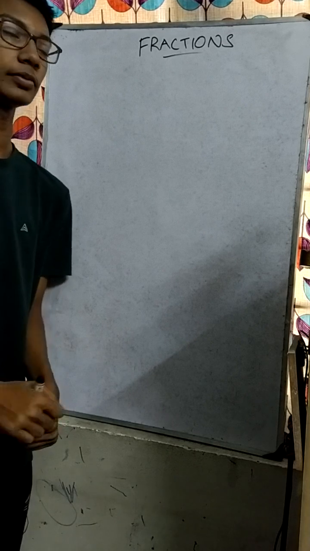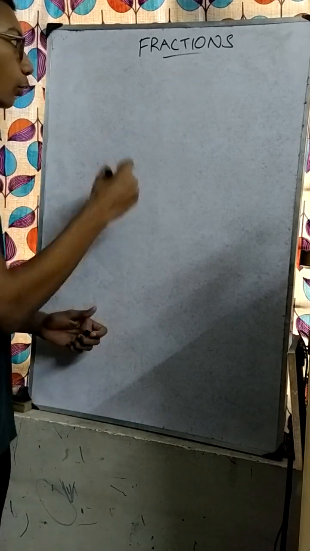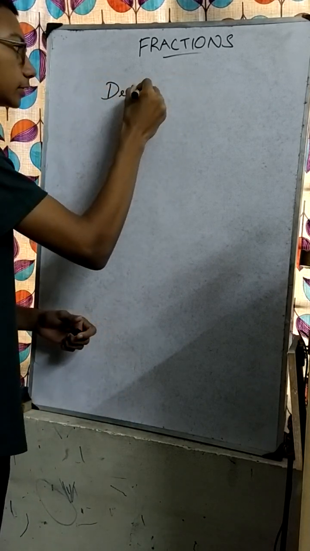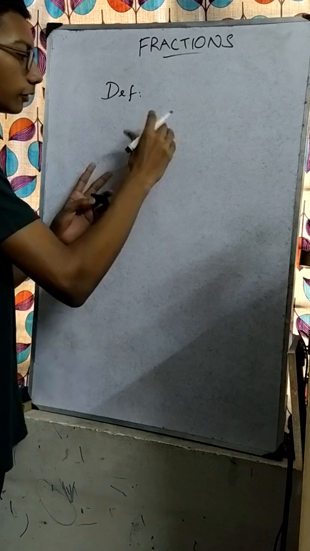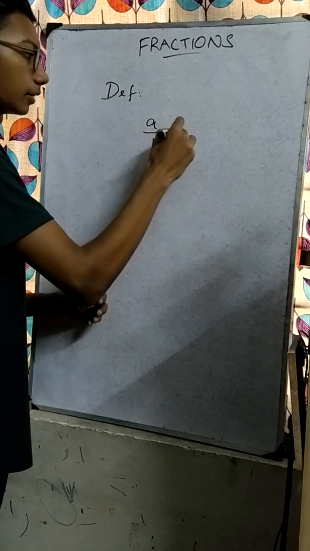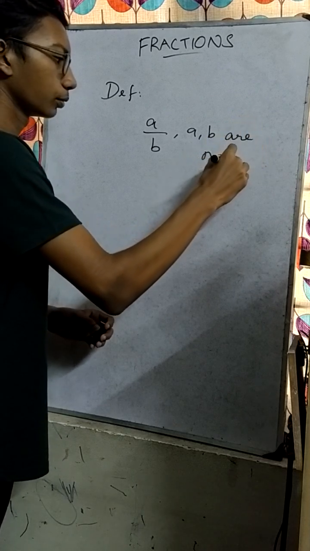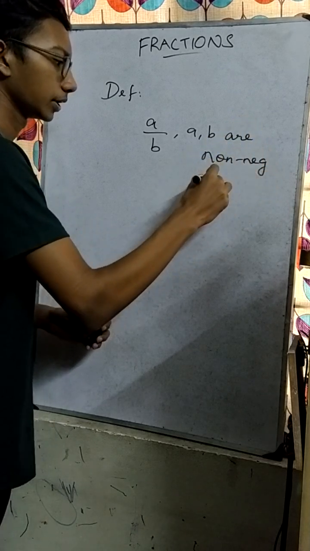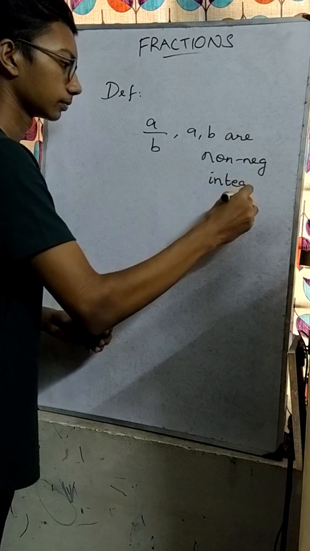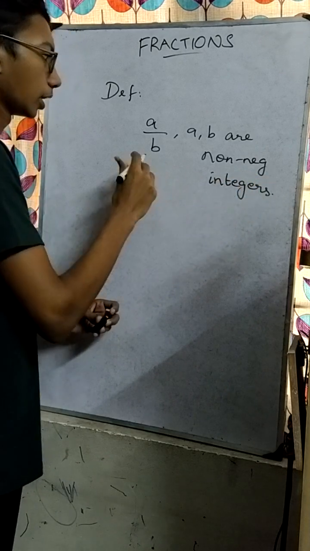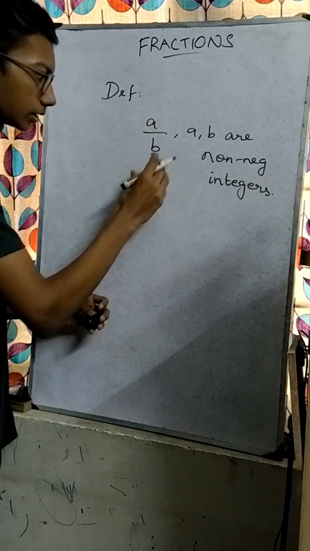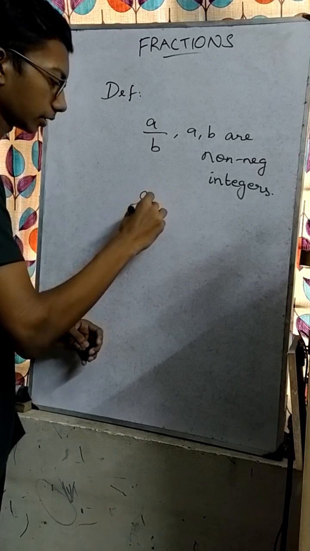In this video, we will be seeing about fractions. Now what is the definition of fractions? It is defined as A by B, where A and B are non-negative integers. Every number that can be written in this form, that is A by B.